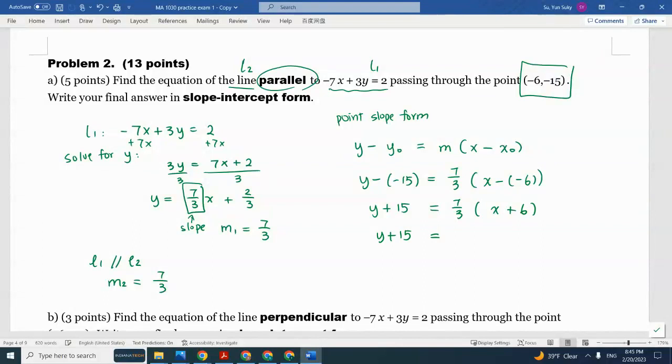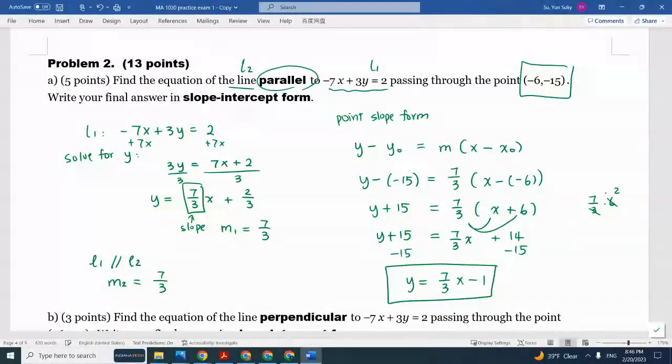Distribute. We get 7/3 x. Distribute 7/3 times 6. The 3 and 6 cancel, we get 2. 2 times 7 is 14. And then both sides subtract 15. We get y equals 7/3 x, and then 14 minus 15 is -1. So this is the answer of part A.